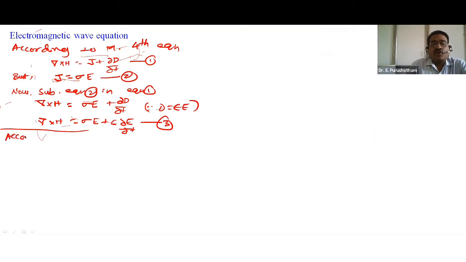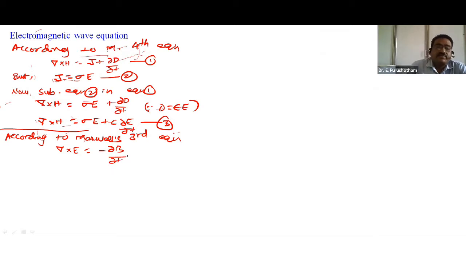Now, according to Maxwell's third equation. What is the Maxwell third equation? Curl of E is equal to minus dou B by dou T. You see clearly. So the Maxwell third equation explains that a changing magnetic field produces an electric field. The fourth equation says a changing electric field produces a changing magnetic field. So we are taking the fourth and third equations.